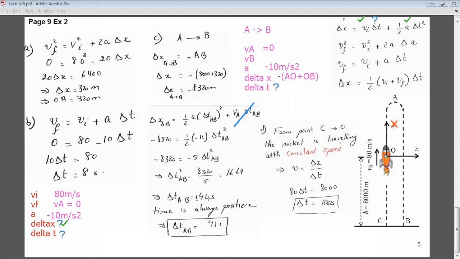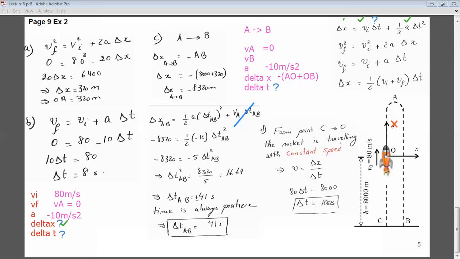Part D, how long does it take the rocket to go from point C to point O? Okay. Remember, from C to O, this is not a free fall. It's not a free fall because it's not moving under the influence of gravity. From C to O, it's actually going because there is fuel and they are pushing it up. Okay, so it's not traveling under the effect of gravity.